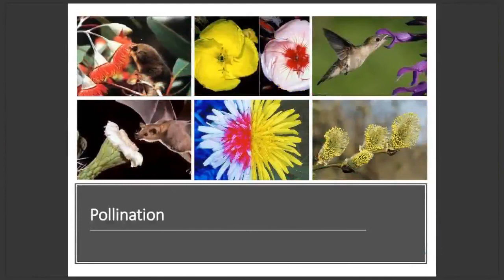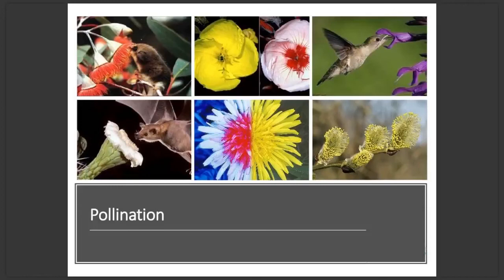So, why do angiosperms even produce flowers? Well, to reproduce, right? But how does it happen? Well, to put it bluntly, the pollen needs to come into contact with the stigma and fertilize an ovule to produce a seed. That's basically what needs to happen.